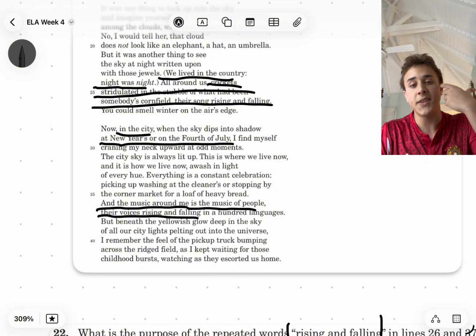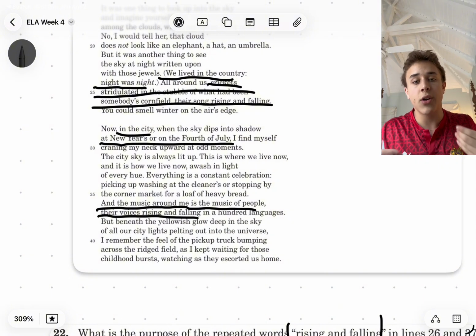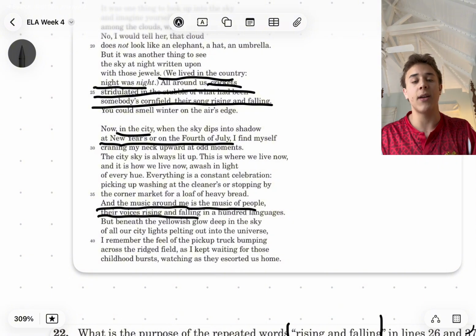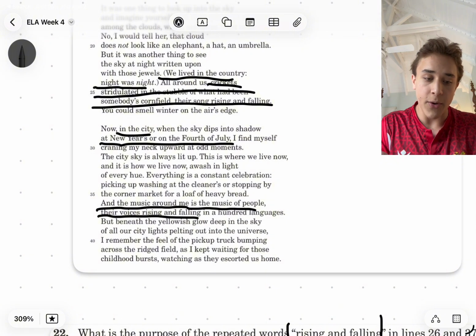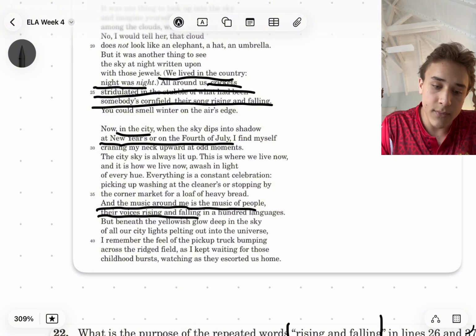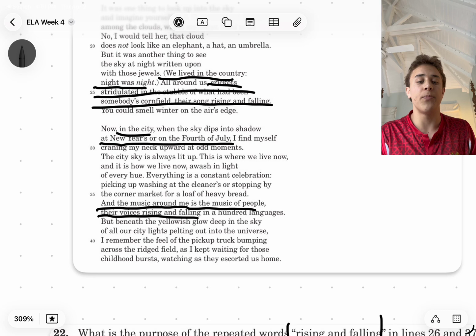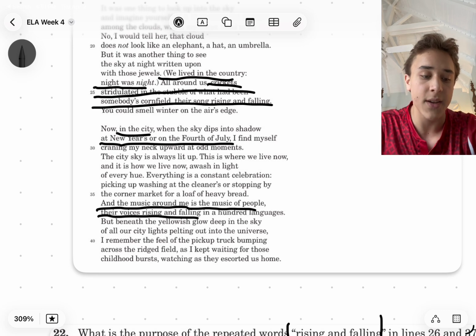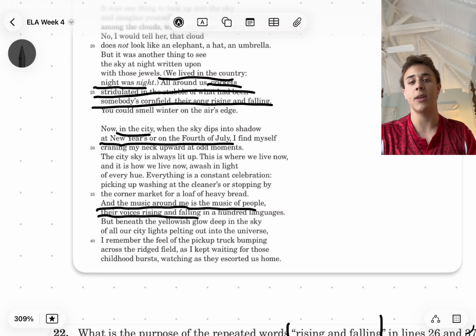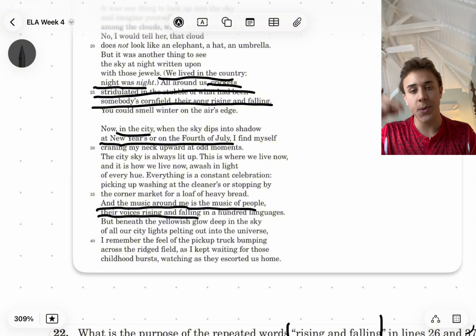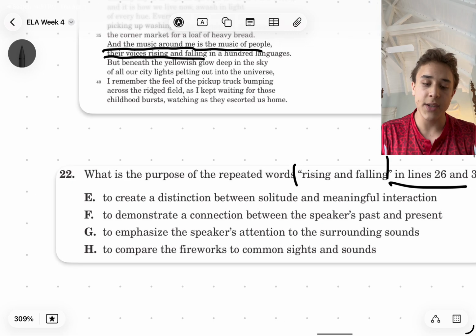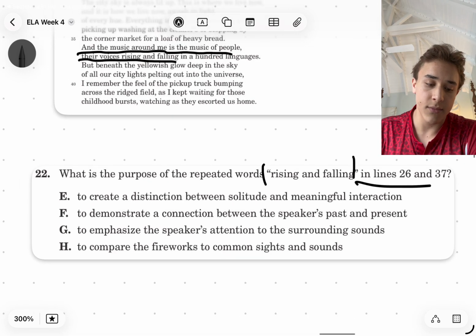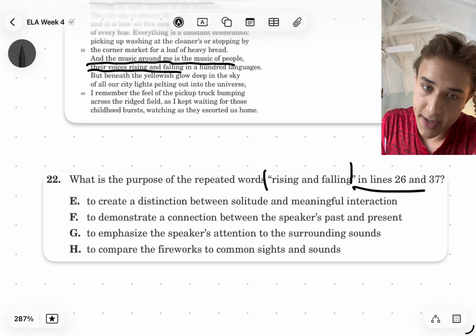So initially what was rising and falling was the song of crickets in the cornfield in the past, before the author moved to the city, and now the author is in the city, and we can see, in the past. So in the original, in line 26, the past tense was used, so we know it was happening before, and now it's the present tense. So we know that this is currently what's happening in the author's life. So we need to look at the answer choices.